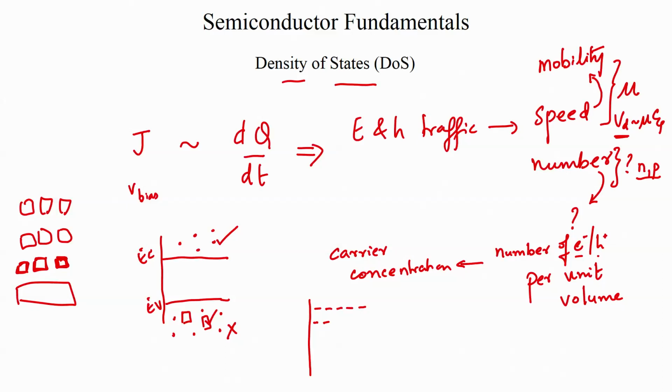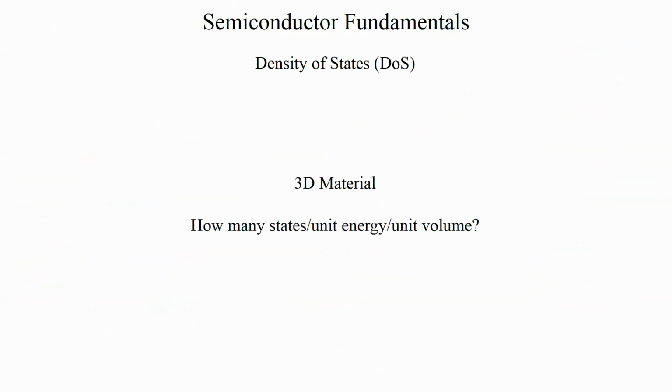The first is how many chairs are present in the classroom, and the second is the probability that a chair is occupied. If you know what these two numbers are, then you have a good estimate of the number of students in the classroom. And the density of states is going to give you the answer to the number of chairs, or more accurately, the number of states per unit energy per unit volume in a 3D material.